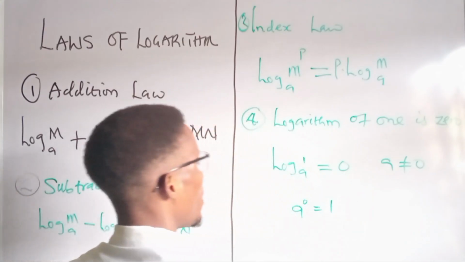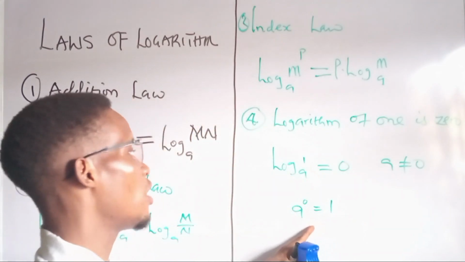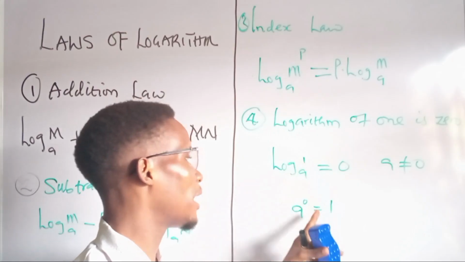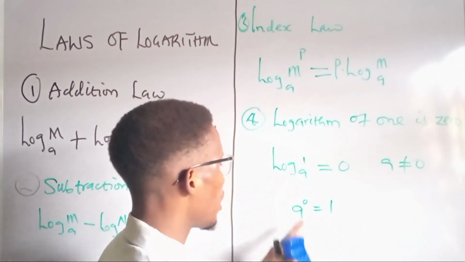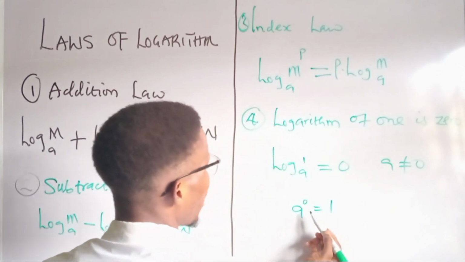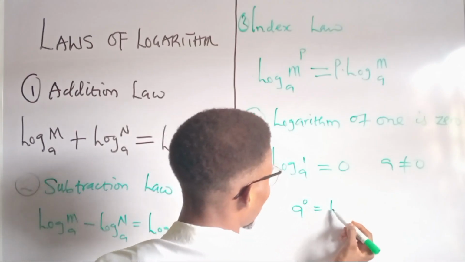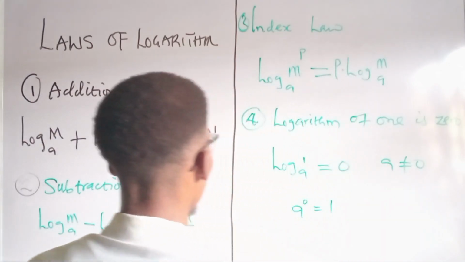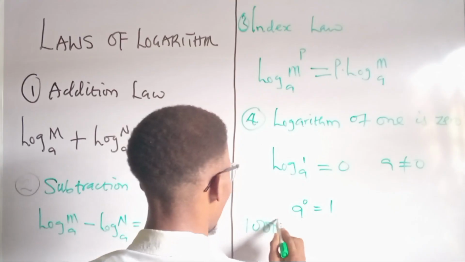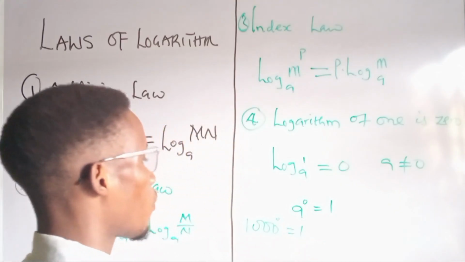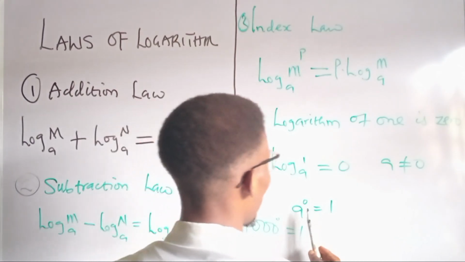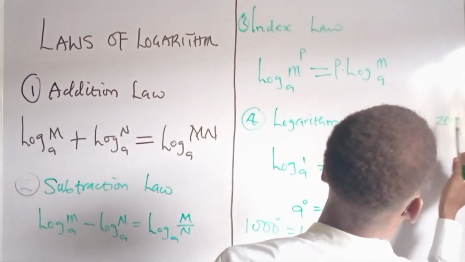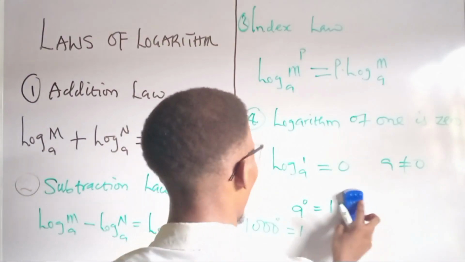Remember, when you are changing to index form, you don't need to repeat log again. It is only when it is in logarithmic form that you need to write log. So any number raised to the power of 0 is equal to 1. That's what I explained in indices. For example, 1000 raised to the power 0 is equal to 1. So a raised to the power 0 is 1. That's why logarithm of 1 is 0. That's the fourth law of logarithm.